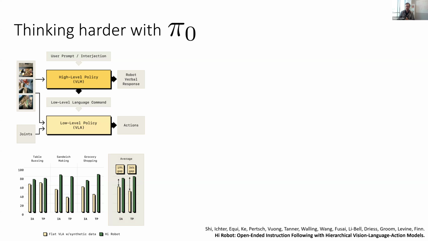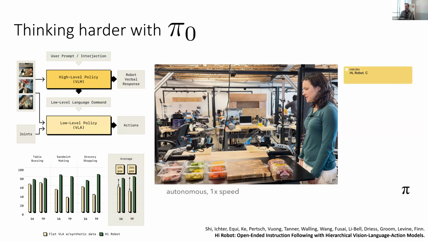To explain these results a little bit, there's 3 different tasks. The green bar shows the approach with high-level reasoning. The yellow bar shows the standard single-level VLA, and IA represents instruction following accuracy, and TP represents task performance, basically the degree to which you perform the task successfully. And you can see for both instruction following and task performance, there's a very significant improvement from including high-level reasoning into Pi0. And here's a video of this in action.